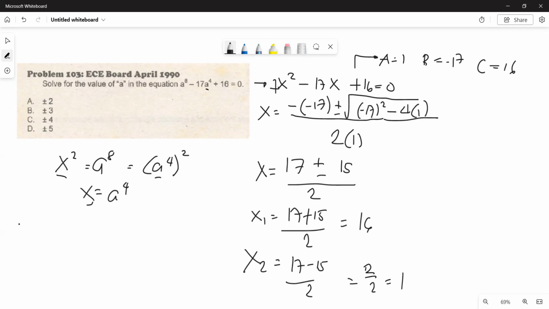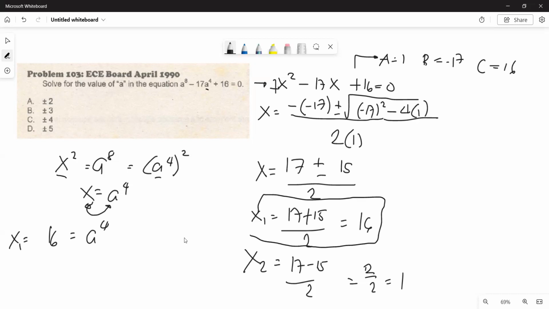So if we go back here, x1 is 16, and we have a to the 4. Just substitute. So you have a to the 4 equals 16. Then a is the fourth root of 16, the square root of 16 is 4, and the square root of 4 is plus or minus 2.